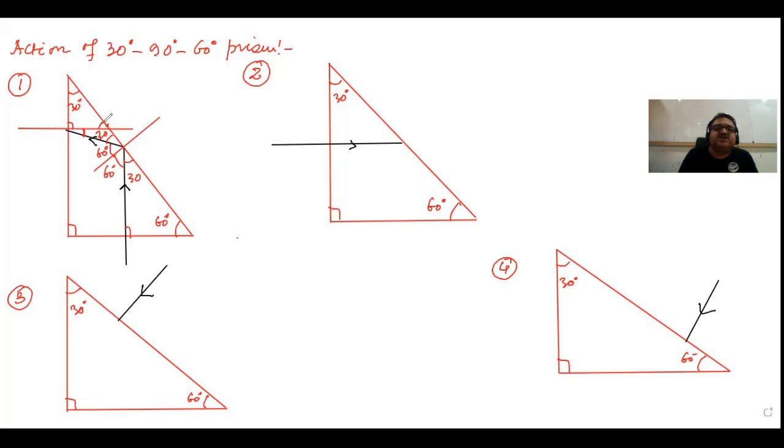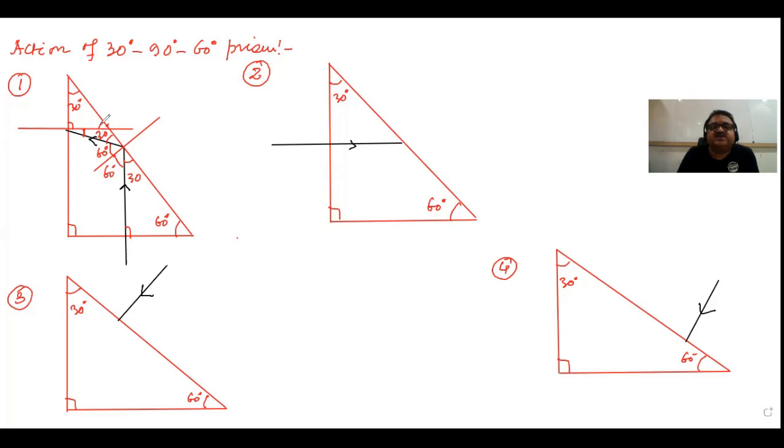So this is 60, this is 30, this is 90, 180, this is 30. Okay, now the question is, what is the value of this angle? This you have to do with the help of geometry. Clear? What is the value of this angle?